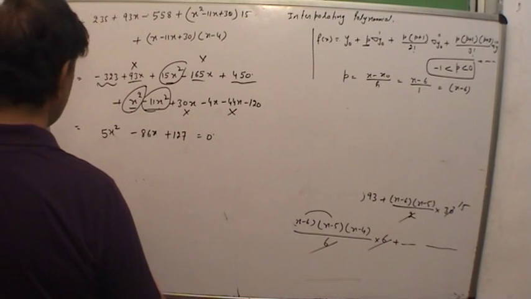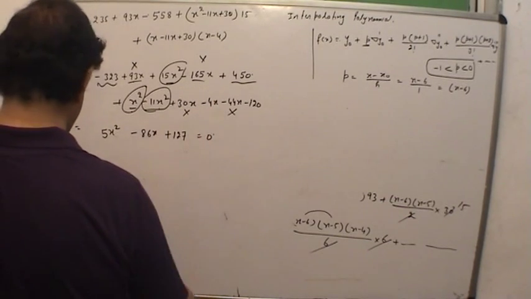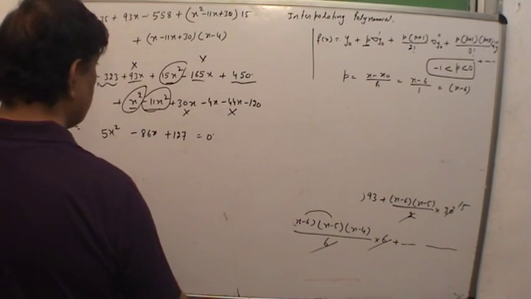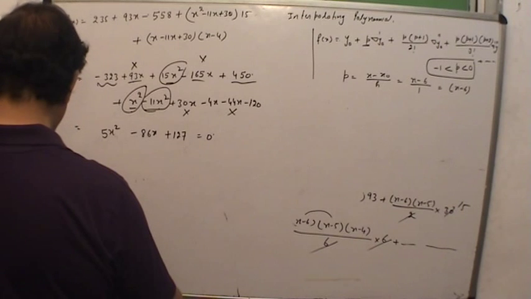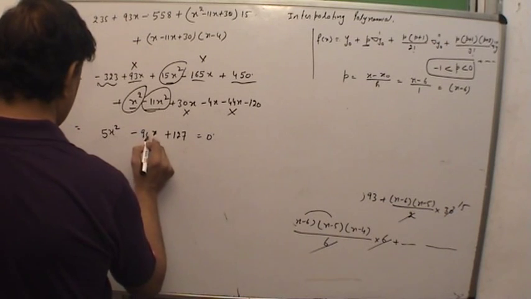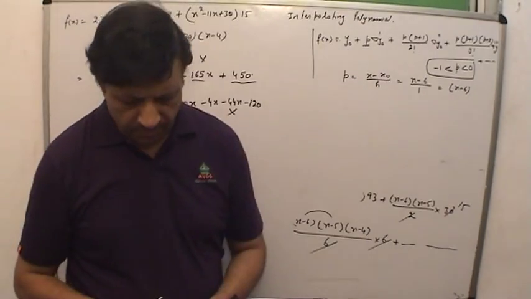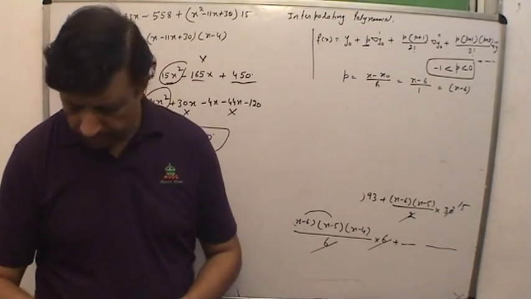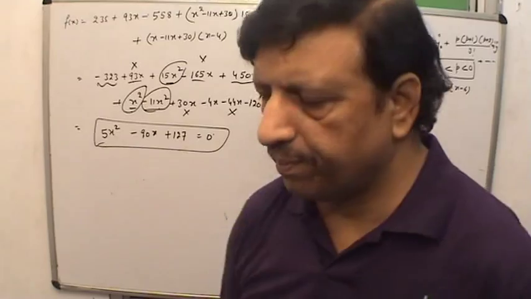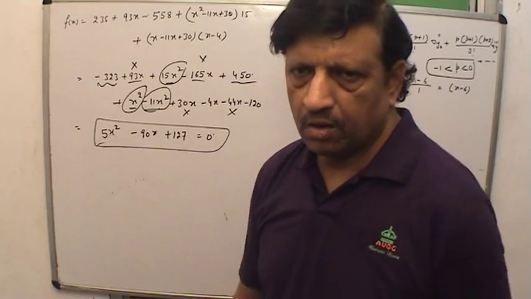So again check: 93 minus 165 plus 30 plus 44 is equal to minus 90x. That is the polynomial which we can construct in the case of Newton's backward or forward difference methods when the point of interpolation is not given.